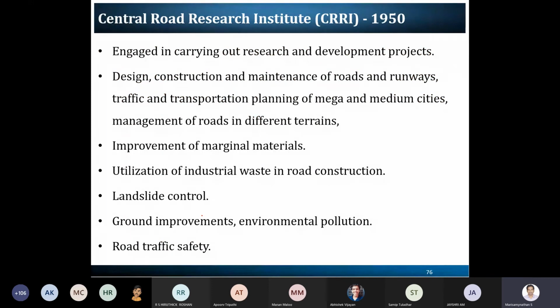Then the CRRI, Central Road Research Institute, was introduced in 1950. IRC was introduced in 1939. In parallel in 1950, they introduced this, which also works as a center. It is like our NIT only, but not for UGs and all. At the PG level they are doing research, and different kinds of sectors will be there. So all the people are doing pure research.